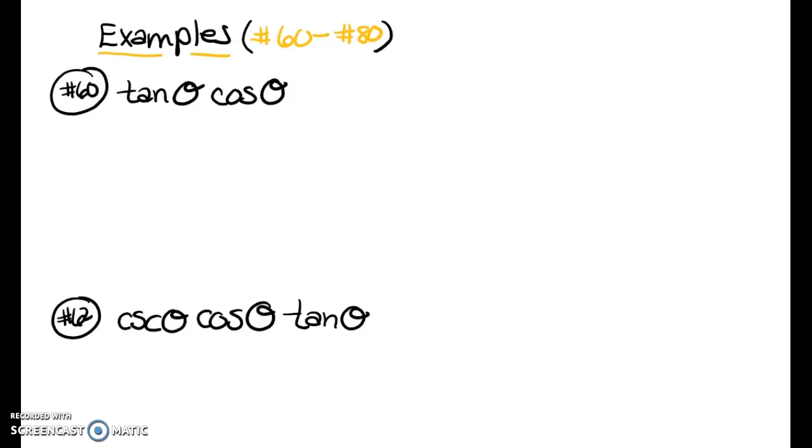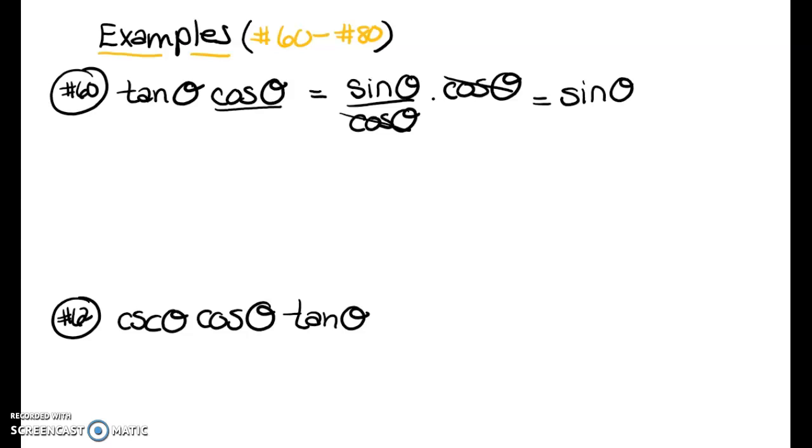So the very first thing they say is write your trigonometric functions in terms of sine and cosine. Well, this one's already in terms of cosine, so we're going to rewrite tangent in terms of sine and cosine. And from the quotient identity, I know that tangent is sine over cosine. And now we can clearly see that our cosines reduce out and this expression really equals the sine of theta.